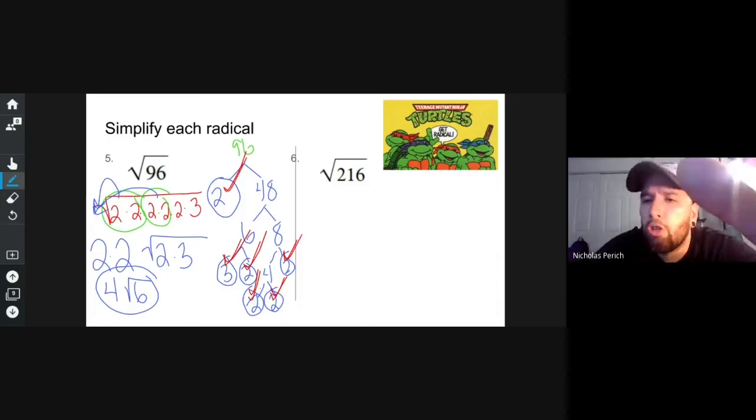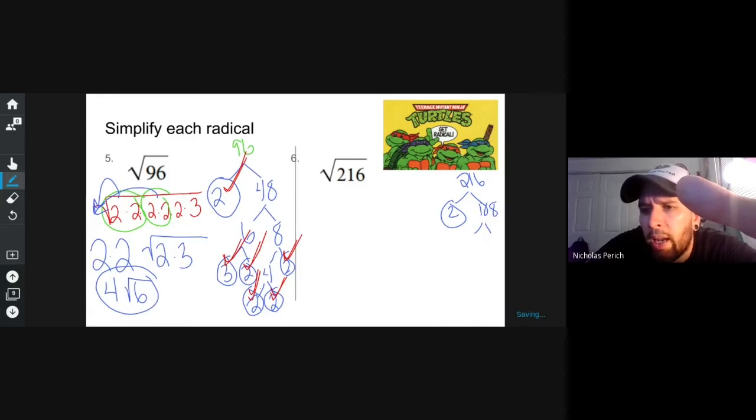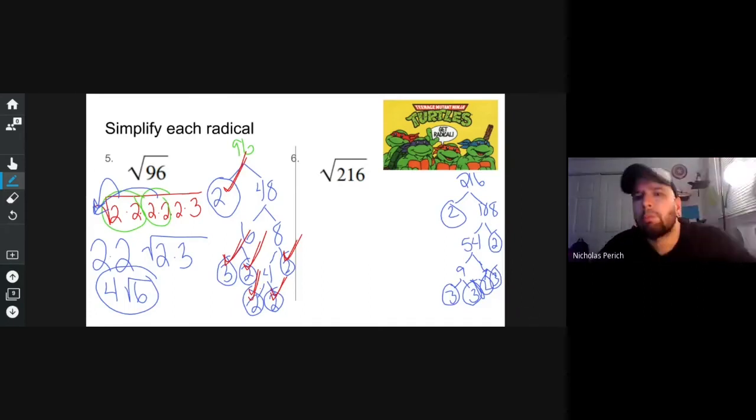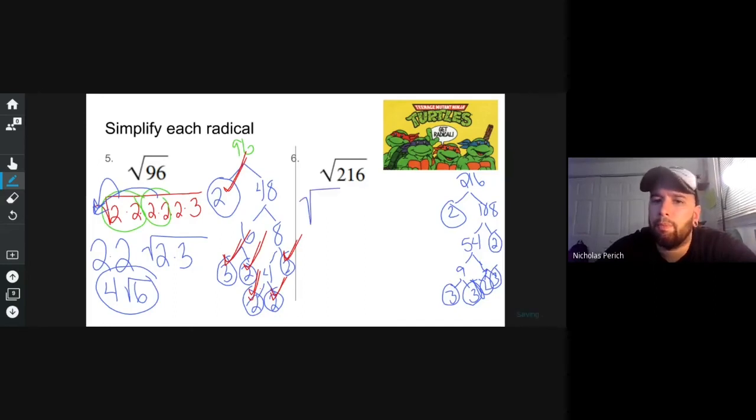Let's do it again. I have the square root of 216. So step 1, make a factor tree. 216 is 2 and 108. Circle. 108 is 54 and 2. Circle. 54 is 9 and 6. Don't circle. 9 is 3 and 3. 6 is 2 and 3. There you have it.